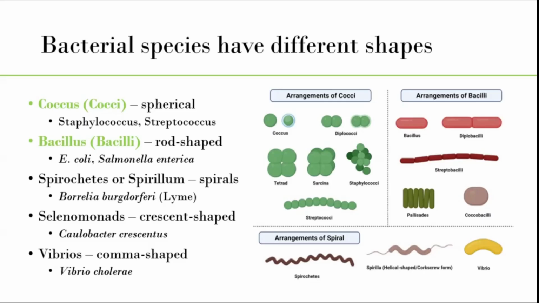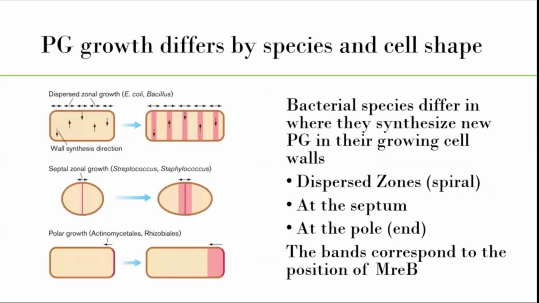And those are just some examples of species that fall into those that you may have heard of. Staph, like a MRSA infection or a staph infection, streptococcus, like strep throat, E. coli and salmonella, I think we all know those. Borrelia burgdorferi causes Lyme disease from the tick. Caulobacter crescentus is a major crescent-shaped one that we use and study a lot. And Vibrio cholerae is the cholera-causing bacteria. Yuck. So, where do we grow our peptidoglycan?